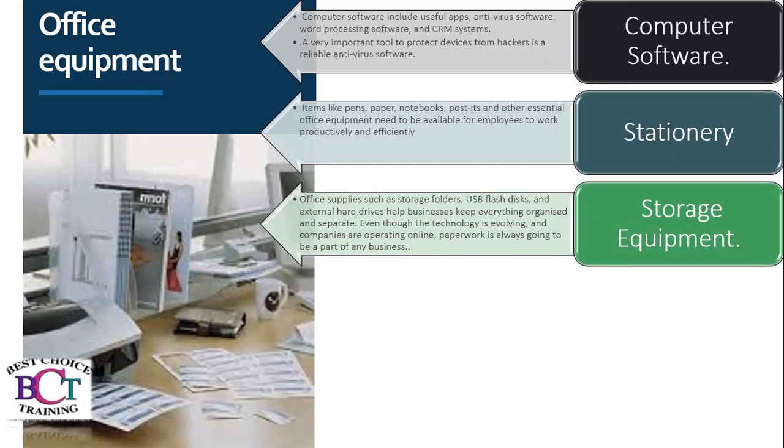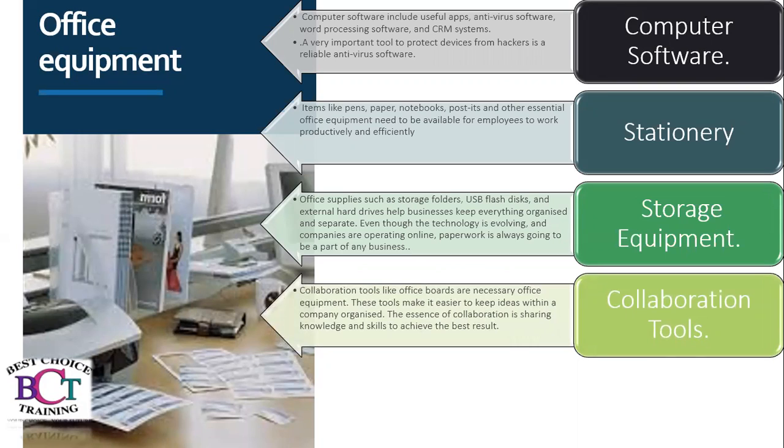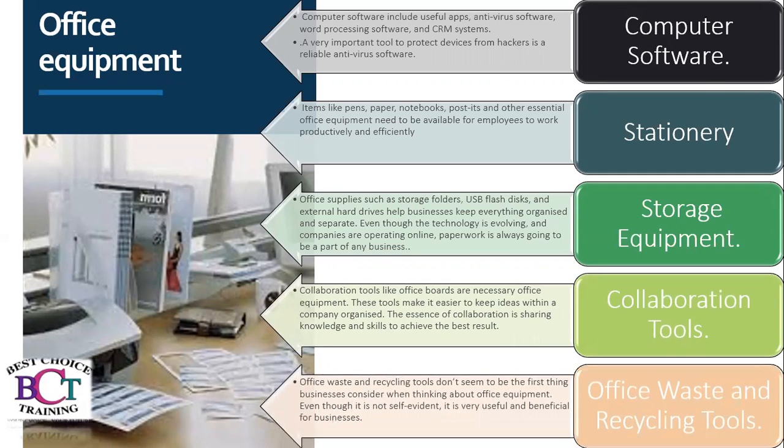Office supplies such as storage folders, USB flash disks and internal hard drives help businesses keep everything organised and separate. Even though the technology is evolving and companies are operating online, paperwork is always going to be a part of any business. Collaboration tools like office boards are necessary office equipment. These tools make it easier to keep ideas within a company organised, and the essence of collaboration is sharing knowledge and skills to achieve the best result.